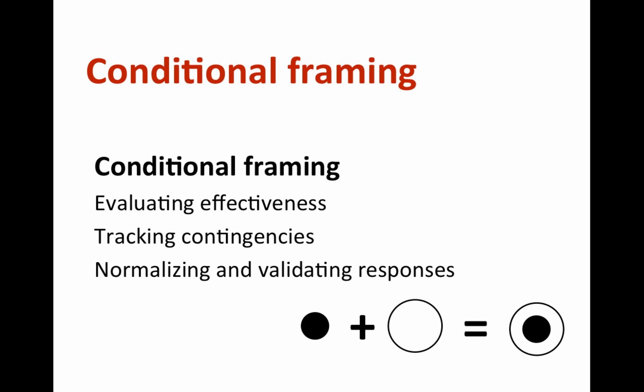Conditional framing is also useful to track contingencies, such as relationships between antecedents and responses, and between responses and consequences. A therapist might, for example, ask, what happens if you drink alcohol when you are anxious? Conditional framing can also be useful to normalize or validate the client's experience, for example, by acknowledging the impact of contextual variables on the client's feelings, thoughts, and actions. A therapist could say, for instance, given your history, it makes sense that you have this emotional reaction.